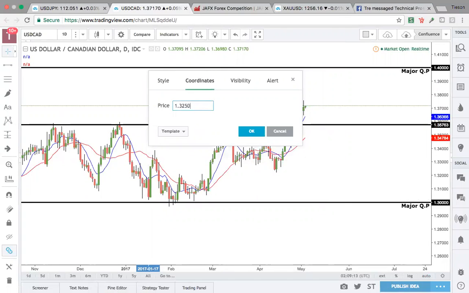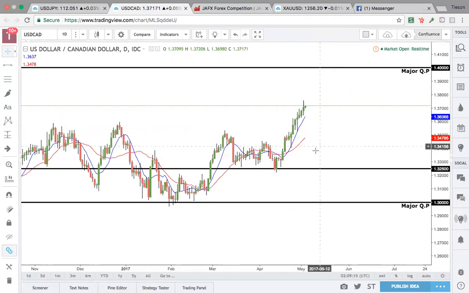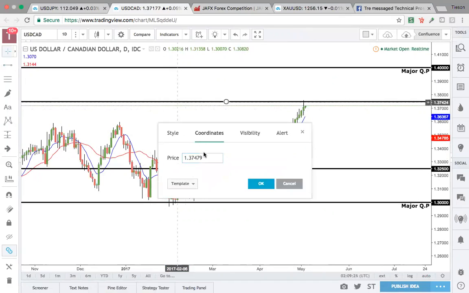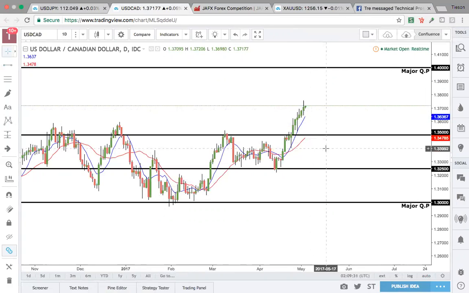But let's look at 3.25. This is a minor quarter point. So what happened with this minor quarter point? It broke above, tested, and then shot up. And remember, this is on a daily time frame, so these are 250 pip ranges. Once again, acted as a ceiling, this minor quarter point, it went down to the next minor quarter point.